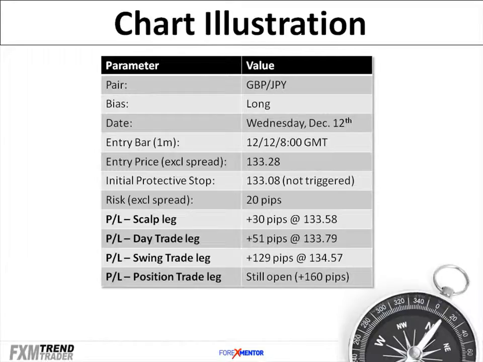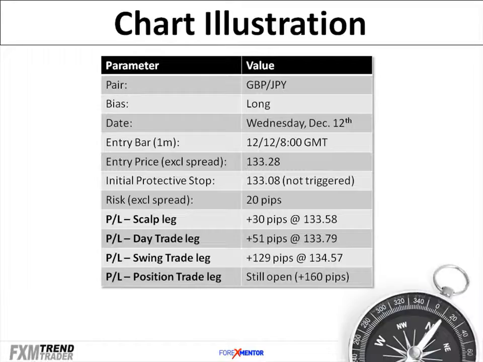And on the same day, the day trade target, which is obtained by adding the 5-day average daily range to the actual low for the day, that target at 133.79 yielded 51 pips profit on the P2 portion of the order. The swing trade leg closed sometime later for a profit of 129 pips at 2 times ADR from the low of the day in which the trade was entered, at 134.57.